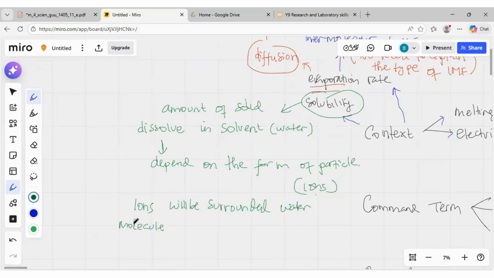molecule, leading to solvation. Okay, this one is optional. If you do not know, it's totally fine. Solvation. You can also search this keyword. Solvation is a process when ions are surrounded by water molecules. Then for the solubility, you just need to know the effect of temperature, right?